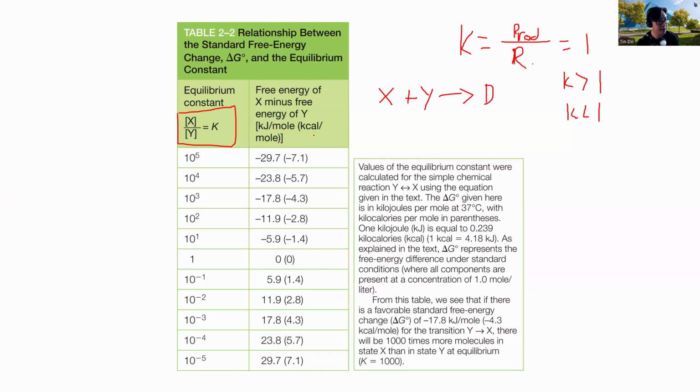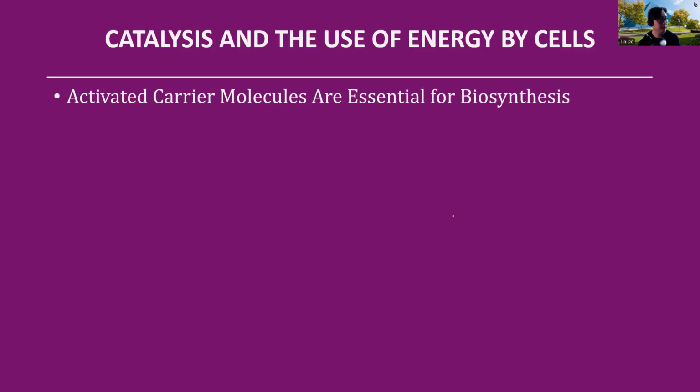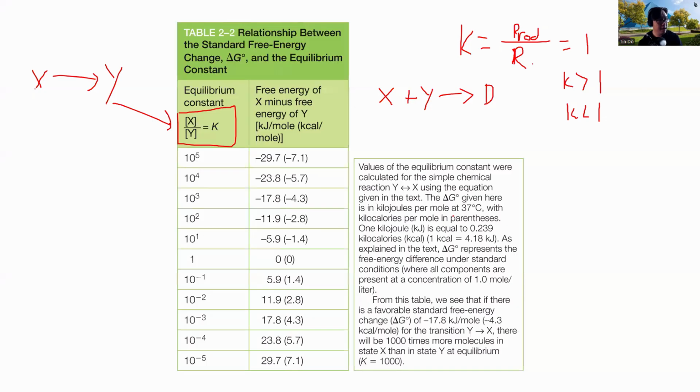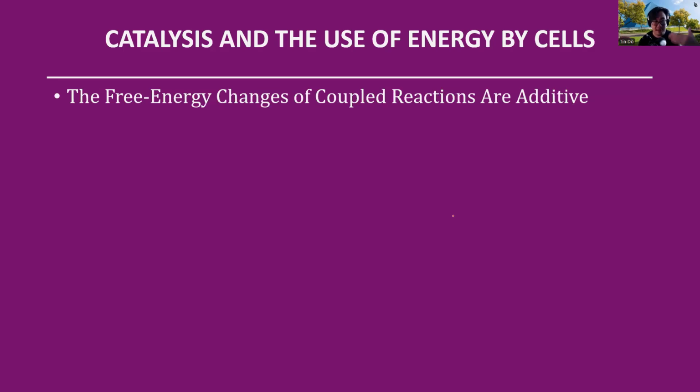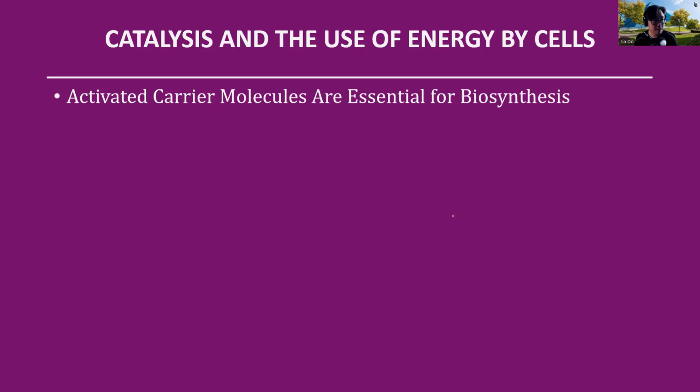Okay. And then the free energy of X minus the free energy of Y, and so on. Again, this is for X yielding Y. So this right here is for the chemical equation X to Y. Okay. Not X plus Y yields D. So just FYI. Okay. Free energy changes, a couple reactions are additive, so you can add more and more to it. Okay. Active carrier molecules are essential for biosynthesis.